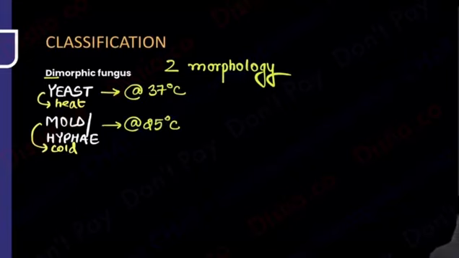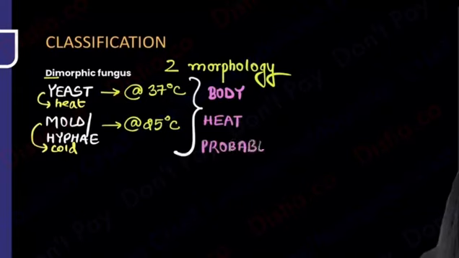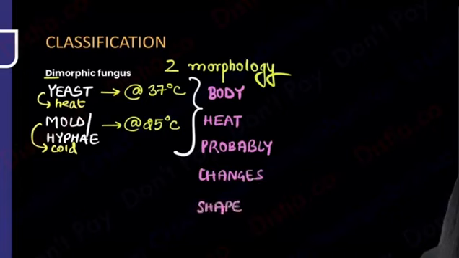Now, having said that, which are the organisms that are going to come under this, that they can form yeast also, they can form mold also? So see, am I not talking too much about temperatures, 37 degree, 25, heat, cold? So that is how you learn. That is the mnemonic. So the mnemonic that you have over here is body heat probably changes shape. Body heat probably changes shape. So what do I mean by that? Now let's start with the answering of these.